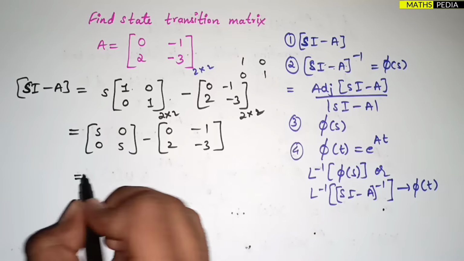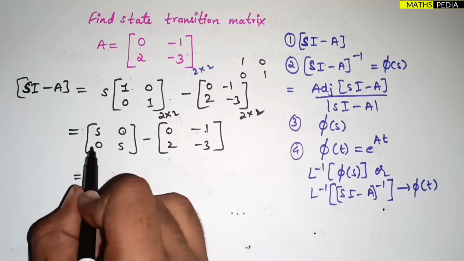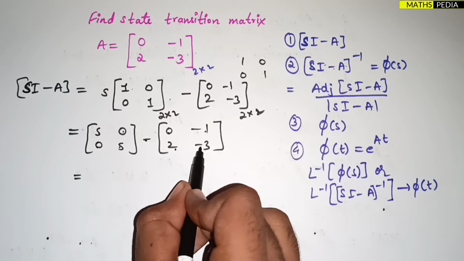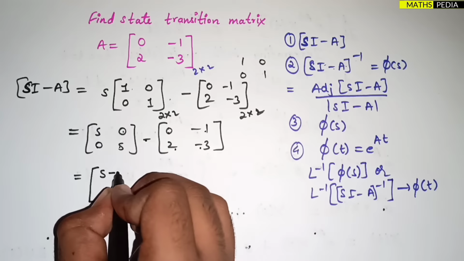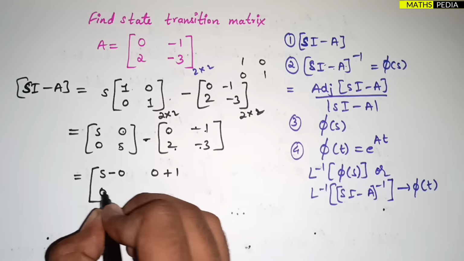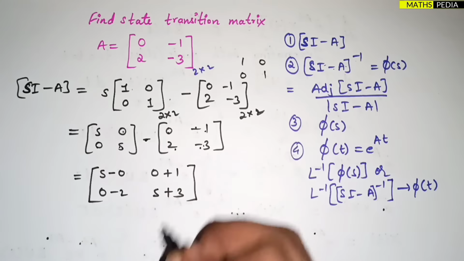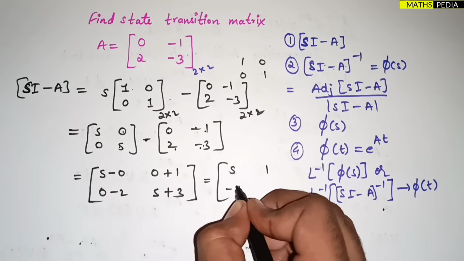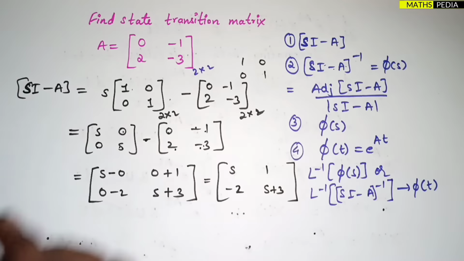Now I have to subtract. How will you subtract two matrices? Just s minus 0, 0 minus of minus 1, 0 minus 2, s minus of minus 3. Here a minus sign is already there, here also a minus sign is there, so you have to take care. So I'll write s minus 0, 0 minus and minus is plus 1, 0 minus 2, then s plus 3, minus minus is plus. So that will be s, 1, minus 2 and s plus 3. This is the final sI minus A matrix.